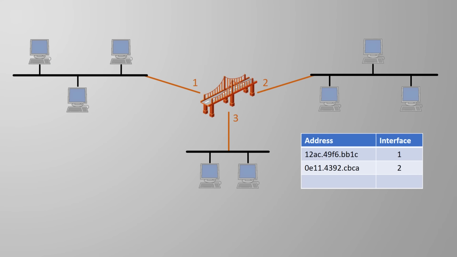Sending the frame out is called forwarding. Being selective and not forwarding it out every single interface is called filtering.